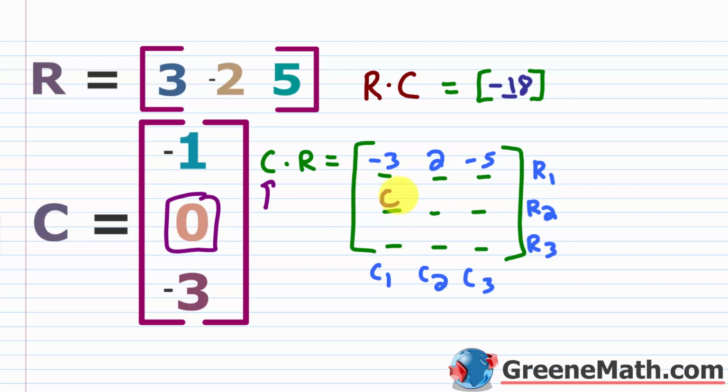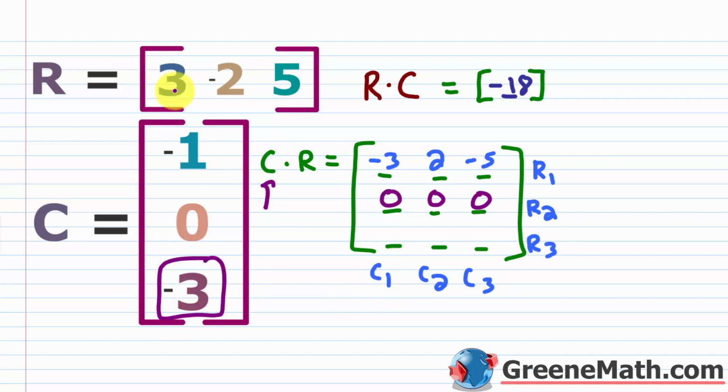0 times 3 is 0. 0 times -2 is 0. 0 times 5 is 0. Then, when I get to row 3 down here, again, I just changed the row I'm in for this first one. So now I'm here, okay? So row 3, column 1.